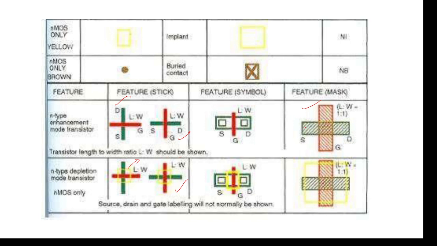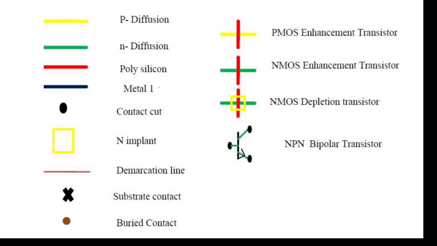Similarly in mask layout, green color, the box contains the right side lines, which are the N diffusions, and over poly is red color. So this is an NMOS enhancement mode transistor, and this is a depletion mode NMOS transistor. For depletion mode, implant is compulsory. So now we can go with the PMOS symbols. Here also you can observe P diffusion yellow and N diffusion green, poly red and metal blue, and contact cut, and these are the stick transistor symbols. Either way you can use any.